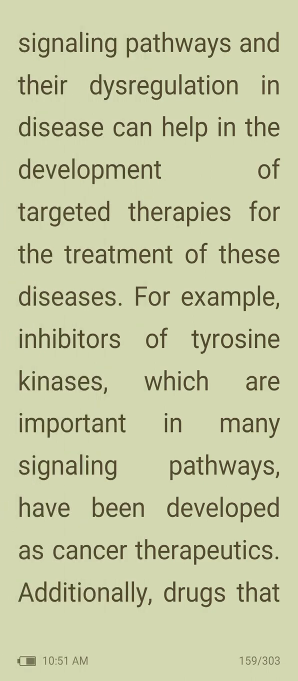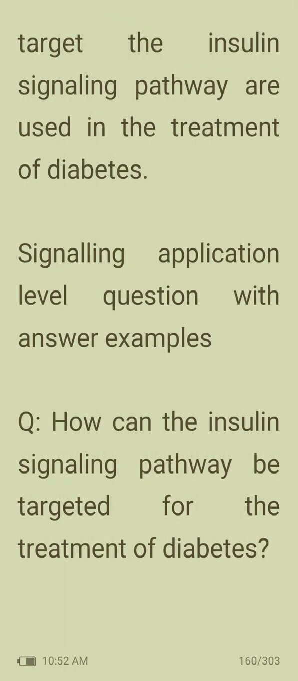Understanding cell signaling pathways and their dysregulation in diseases can help in the development of targeted therapies for the treatment of these diseases. For example, inhibitors of tyrosine kinase, which are important in many signaling pathways, have been developed as cancer therapeutics. Additionally, drugs that target the insulin signaling pathway are used in the treatment of diabetes.